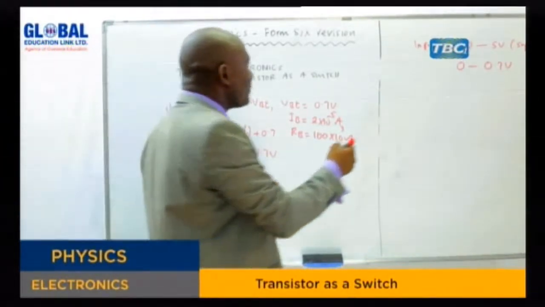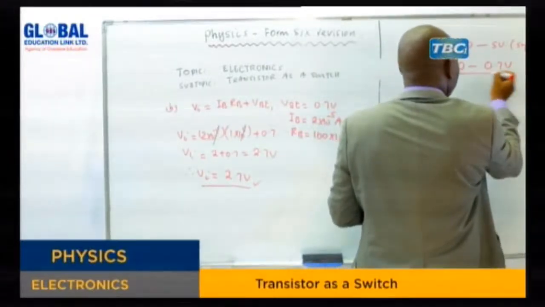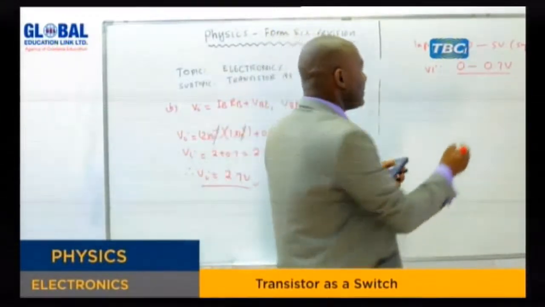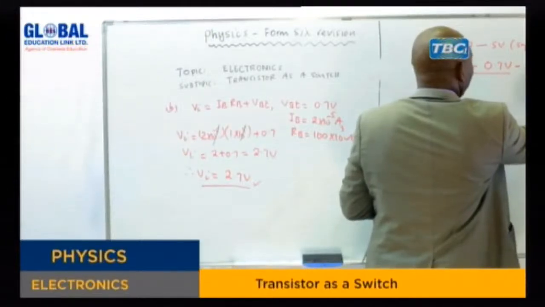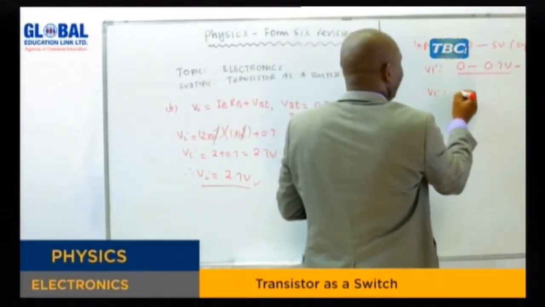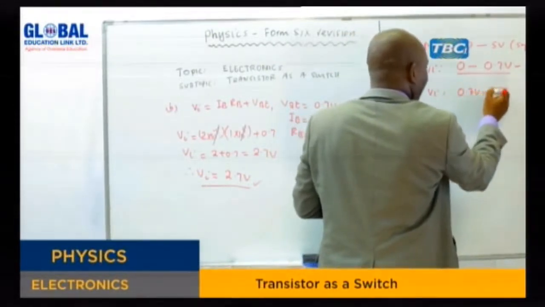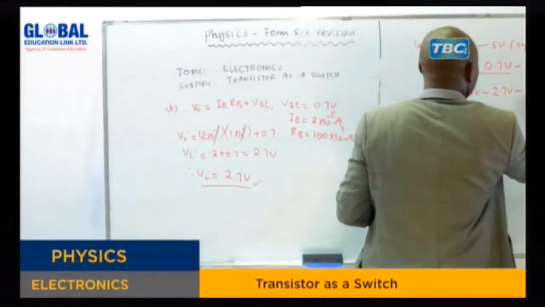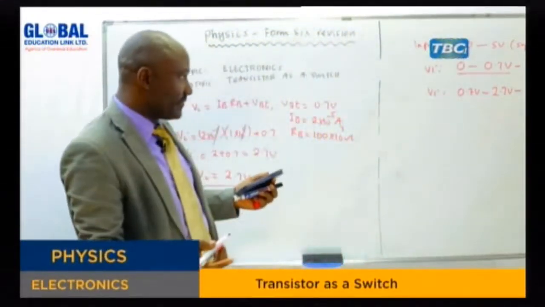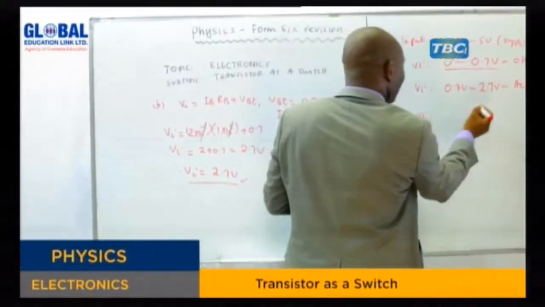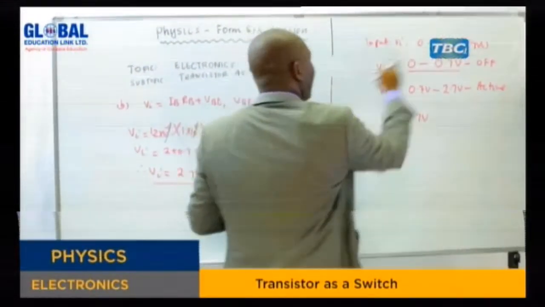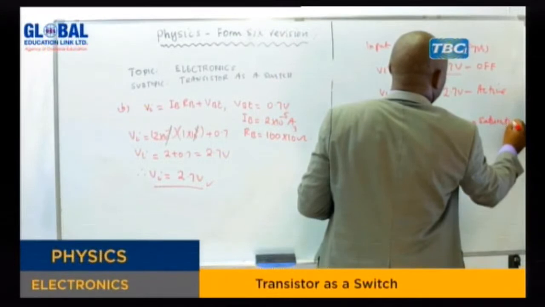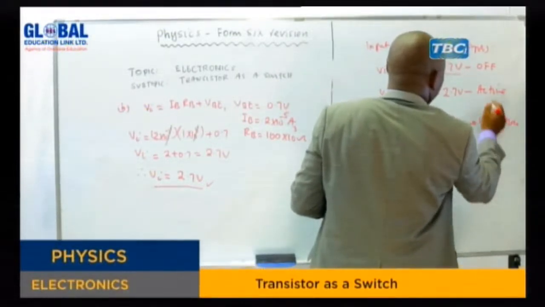So it means that from 0 to 0.7, if the voltage is less than 0.7, there's no way you can have the base current. So this is the condition where the transistor is off. And when the voltage is between 0.7 and 2.7, this is the condition where the transistor is in the active state. And then when the voltage is from 2.7 to the maximum, that's where the transistor is at saturation. So this is it, on, off.